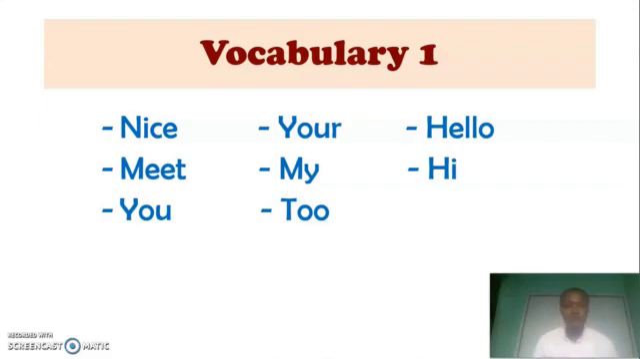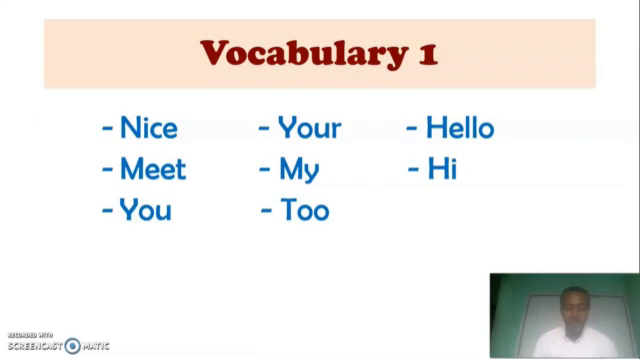Firstly, nice. I think you know this word. Nice is an adjective, and when you are feeling happy with something, you use this word. Meet is a verb, and it shows when something comes together, so it shows get together. You is a pronoun that is going to be used for referring to a person. For instance, let me say like this: I'm fine. What about you?